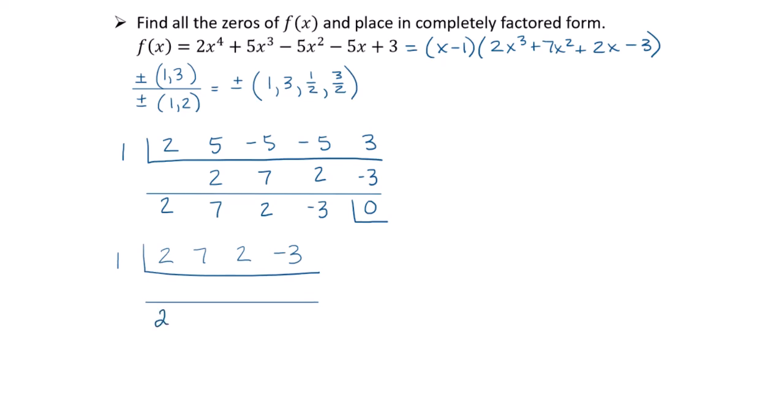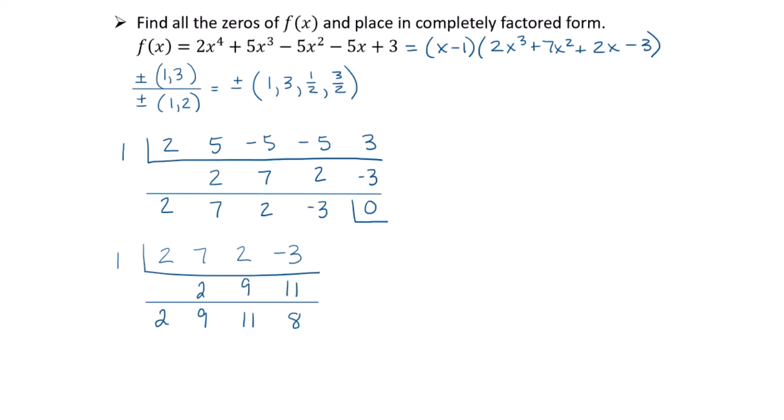Carry down the 2. 1 times 2 is 2. 7 and 2 is 9. 1 times 9 is 9. 2 and 9 is 11. 1 times 11 is 11. And negative 3 and 11 is 8. So 1 is not a 0.